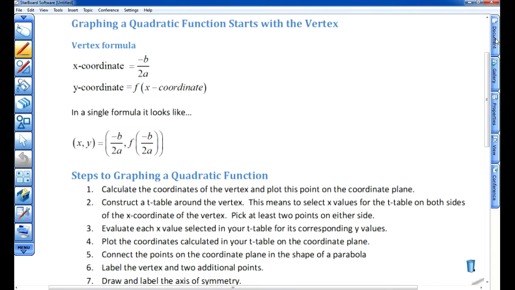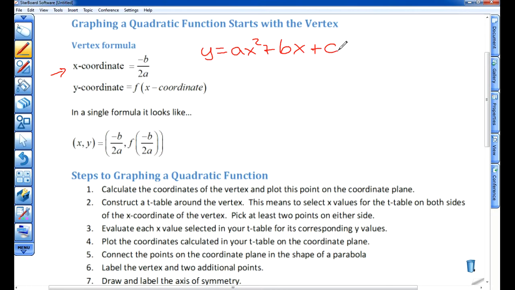Now, in order to graph a quadratic, everything starts with the vertex. The vertex is the key piece of information that we need to find in order to graph a quadratic and get the parabola. So right here, we have the vertex formula. Given y equals ax squared plus bx plus c, we can find the coordinates of our vertex. It's important to remember that the vertex is a coordinate on a coordinate plane, meaning it has both an x and y coordinate. The x coordinate is calculated as negative b over 2a. That negative b and the a come from y equals ax squared plus bx plus c.